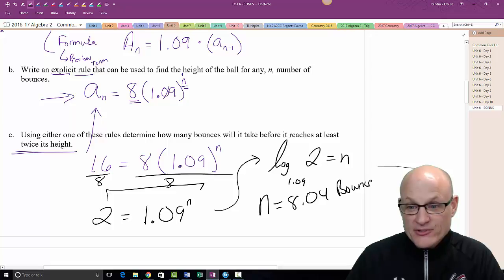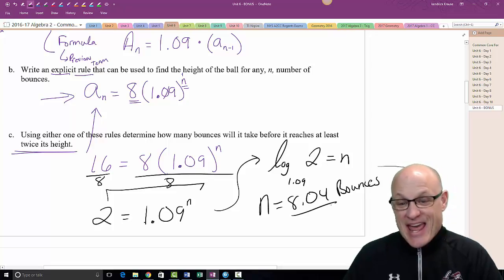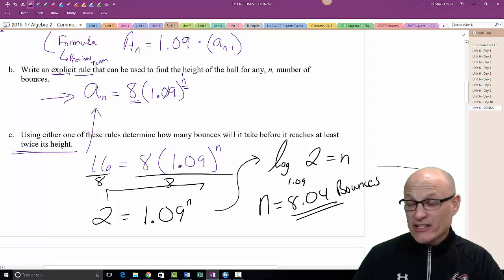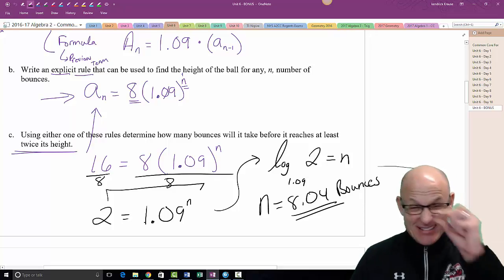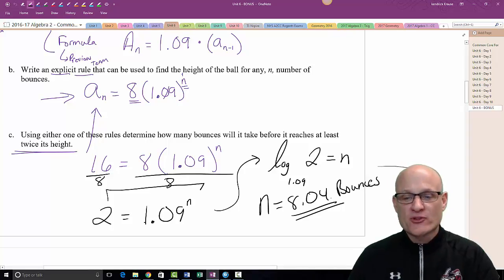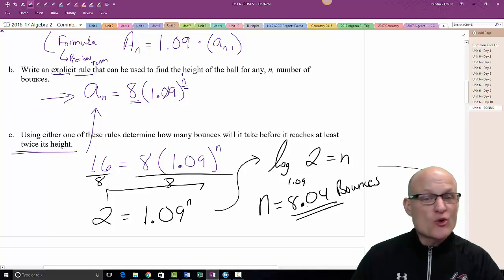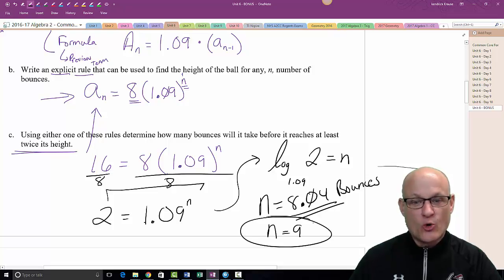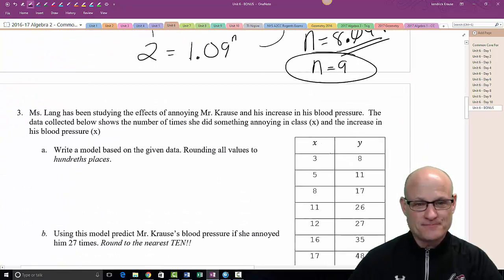Now, let me ask you this question, kiddies. At 8 bounces, was it 16 feet in the air? No, it was like 15 feet 9 inches. So at 8 bounces, I don't quite make it to 16 feet. Just a little bit off. So it will actually take n equals 9 bounces to get over. That's why I said at least twice its height. It'll take at least 9 bounces to get there.